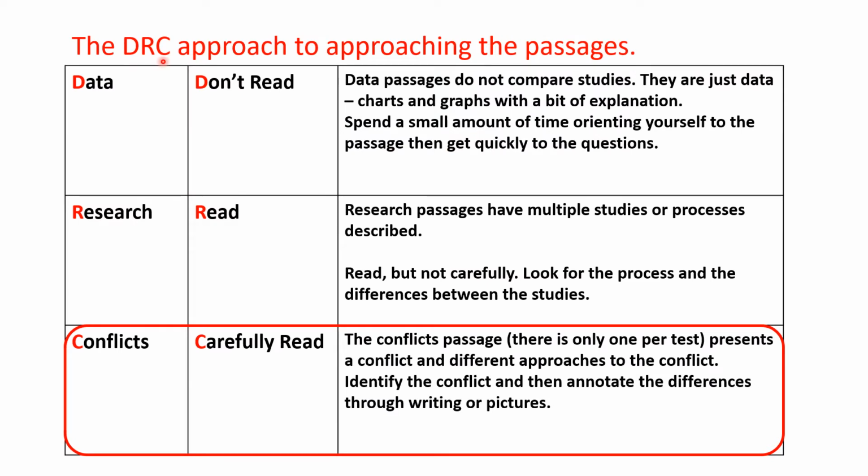In our DRC approach, C stands for conflicts, and carefully read. It flips what we do from the other two passages. We read a little more slowly, taking time to understand the passage before we go to the questions because it's a reading heavy passage. If you don't read first, you spend a lot of time going back and forth between the questions and the passage.